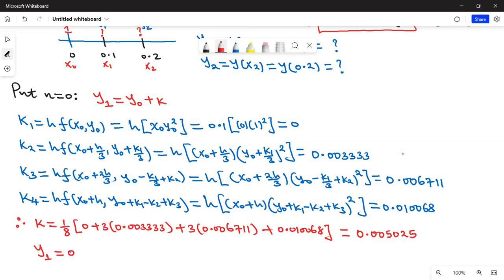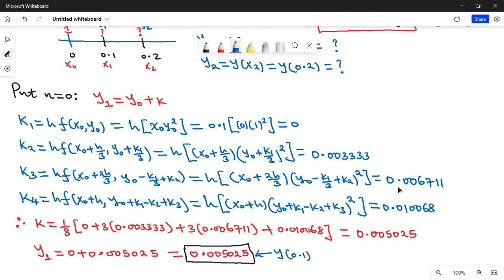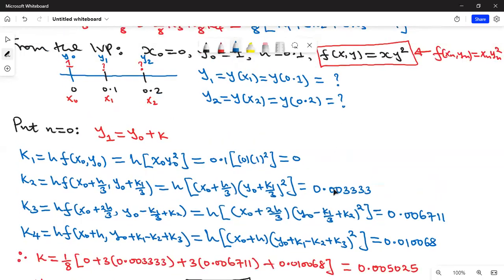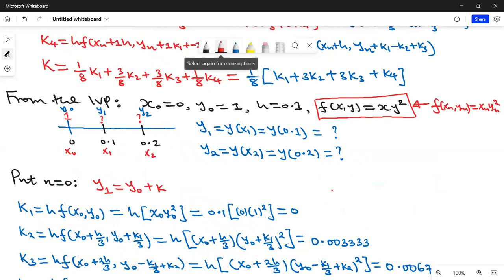y naught, which is 0, plus k, 0.005025. This should give you 0.005025. So this is the value of y when x is equals to 0.1. So let us comment on this, and you write this is the value of y at 0.1. So far we have found this y1.